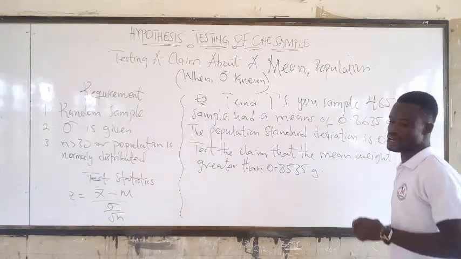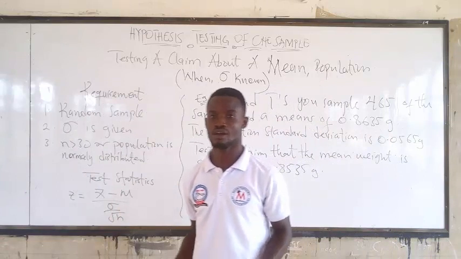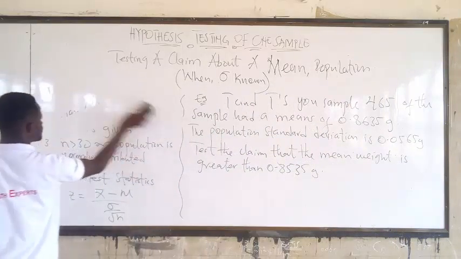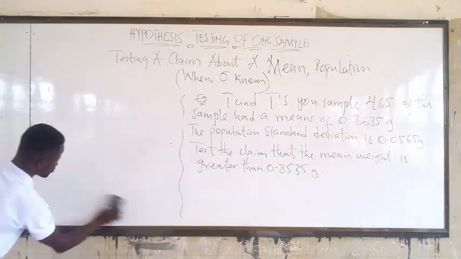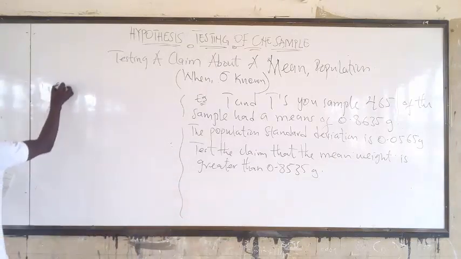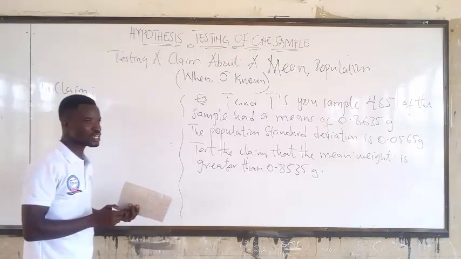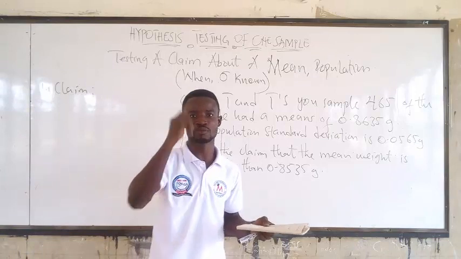So let's look at a question and see how we are going to come out with the things that we need to go on. Alright. So first of all, we come out with the claim. The first one, the claim. So what is going to be the claim? Here it's not going to be P, it's going to be the mean.